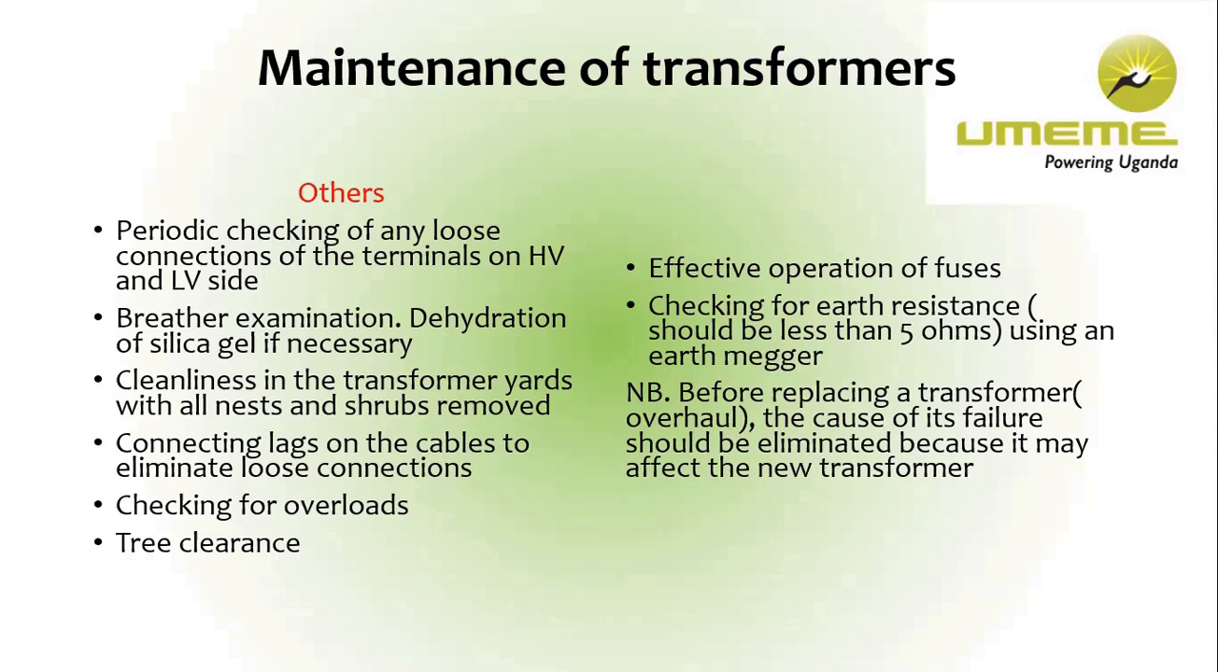We also check for the earth resistance. The earth resistance should be below 5 ohms. So you have to make sure that you check for it, to make sure that in case of any surge currents, they can be directed to the earth and they won't find a lot of resistance there. So those are the protection. That's how we do maintenance on the transformers.